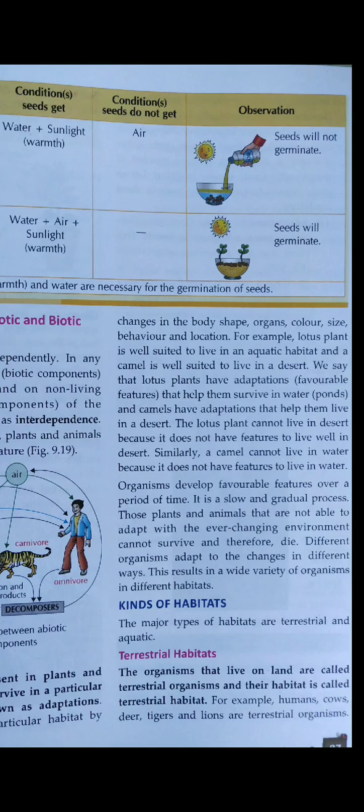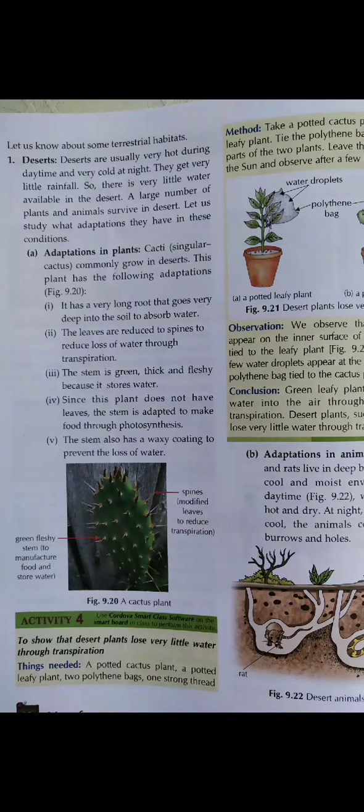Now we have kinds of habitats. The major type of habitats are terrestrial and aquatic. Terrestrial habitats. The organisms that live on land are called terrestrial organisms and their habitat is called terrestrial habitat. Examples: humans, cows, deer, tiger and lions are terrestrial organisms. Let's know about some terrestrial habitats.